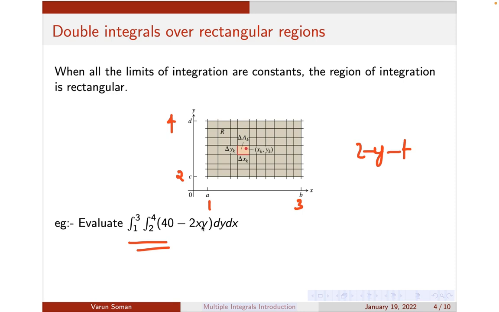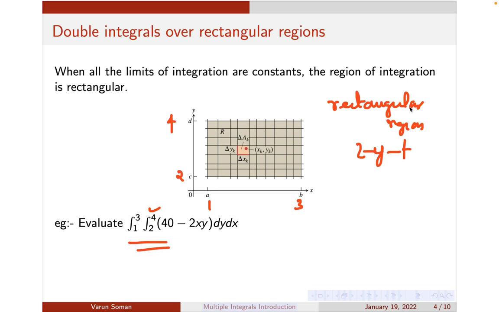How can I know that? I will just look at the limits here. Y is varying from 2 to 4, x is varying from 1 to 3. So when you plot that region, what will you get? The variation of x and y forms a rectangle like this. That is why this region is said to be a rectangular region. So what is a rectangular region? A rectangular region is one where both the limits of x and y are constants; you will always get a rectangular region.